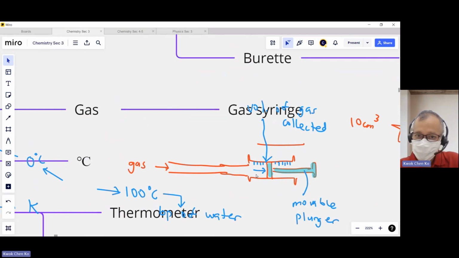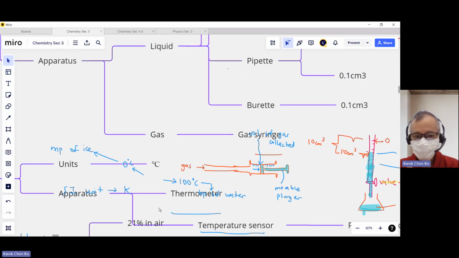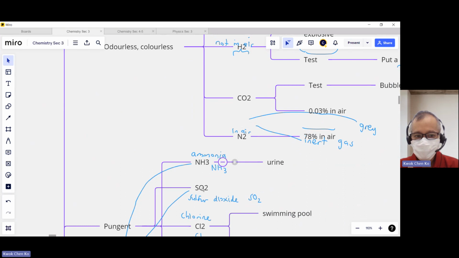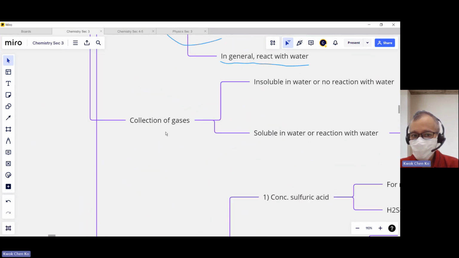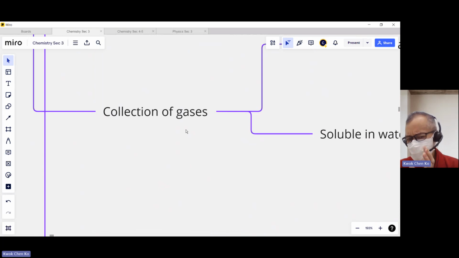You are actually using the gas syringe to collect the gas as well. So take note, if you need to measure the volume of a gas, you are actually collecting the gas too at the same time. But there are instances in which you only want to collect the gas. Of course, you need to know roughly what the volume is, but you're not so interested in the exact volume. So, in other words, for strictly collection of gases, you only want a different set of apparatus. You do not need a gas syringe to do that, even though you can use a gas syringe.